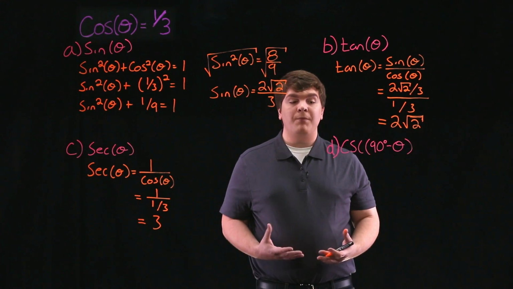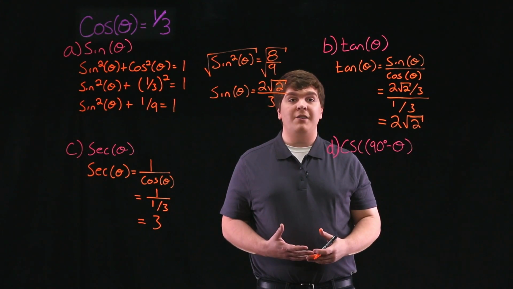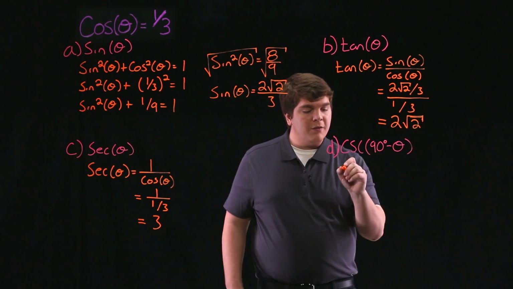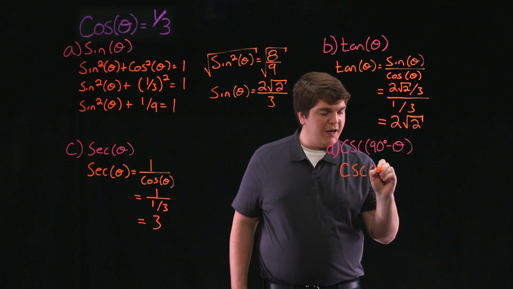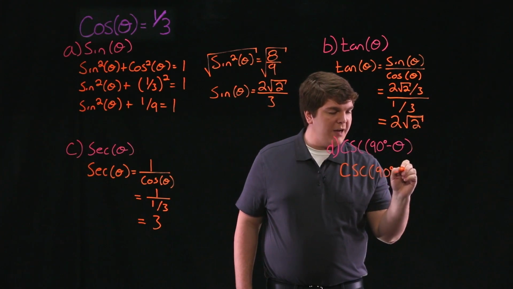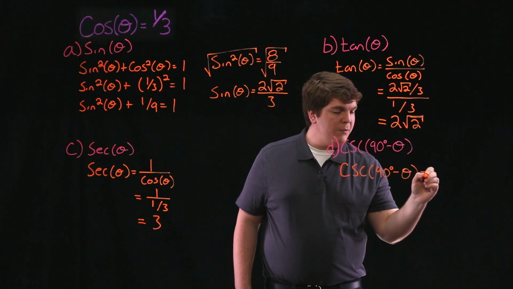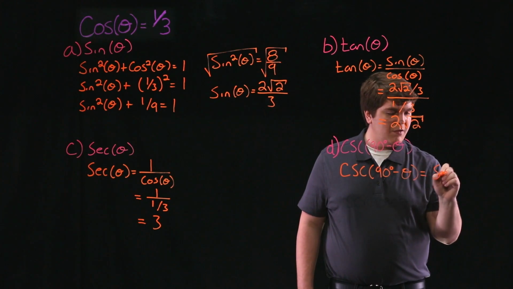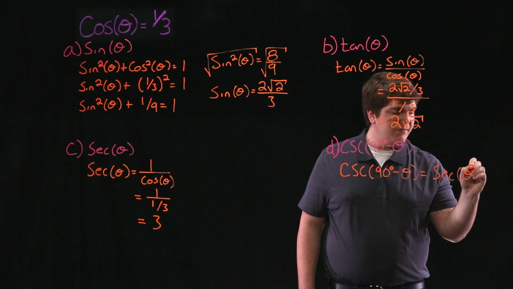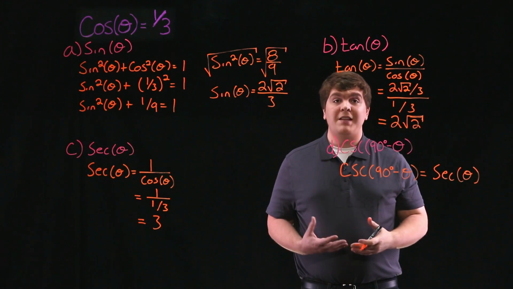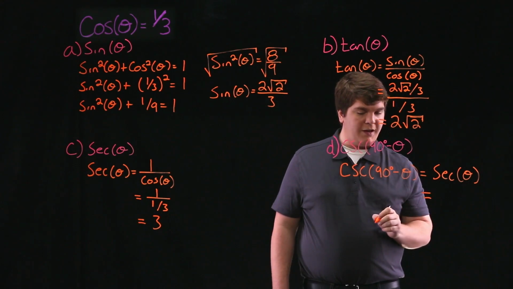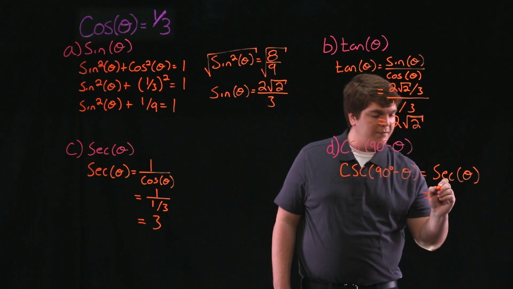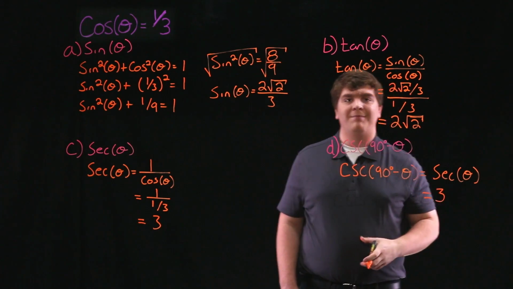Finally, for part D, we're asked to find cosecant of 90 degrees minus theta. Here, we'll want to use the identity that states that cosecant of 90 degrees minus theta is equal to secant of theta. And since we've already found secant of theta to be equal to 3, we know that cosecant of 90 degrees minus theta is equal to 3.